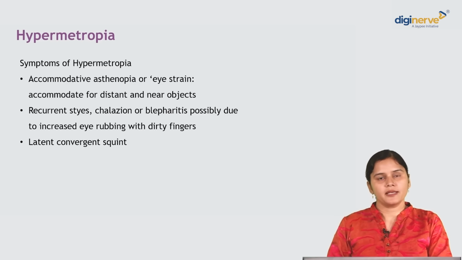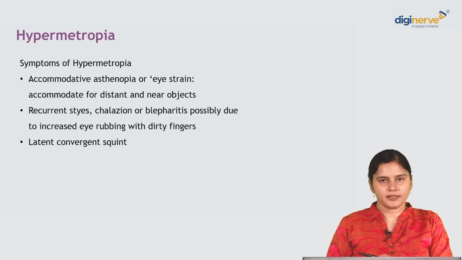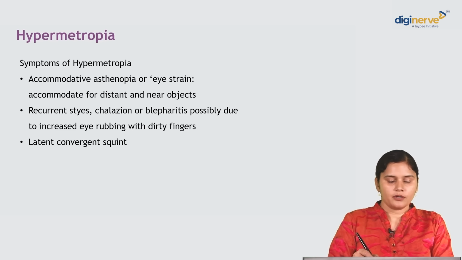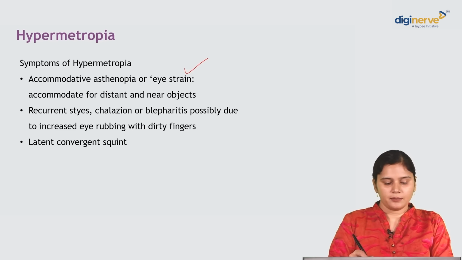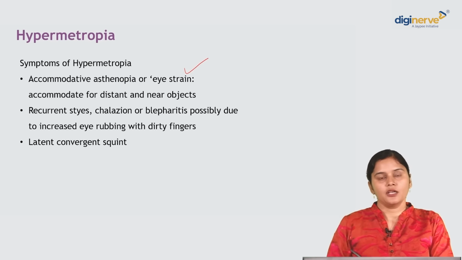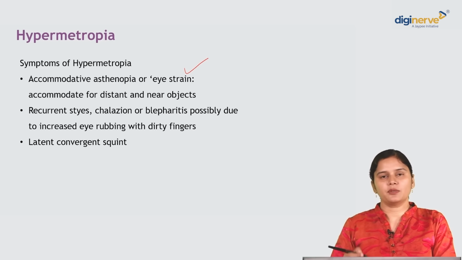Symptoms of hyperopia, as I have already told you: because there is excessive accommodation for distance as well as near, there will be eye strain. So earlier, when they are able to accommodate for distance and near as well, the people will have eye strain. And the first vision to go will not be the distance vision, it will be the near vision.